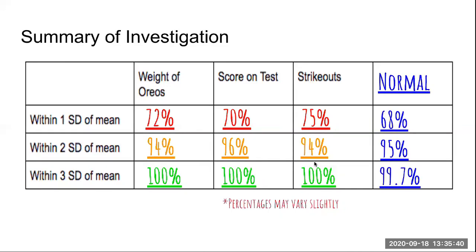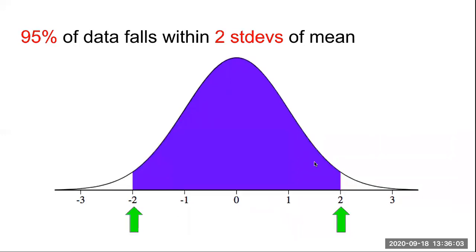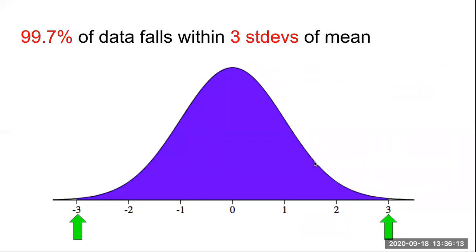To give you a picture, if you're a little more visual, 68% of data falls within 1 standard deviation of the mean. So you can see, marked with blue arrows, I have -1 to 1, and then shaded in blue. That would be 68% of the area under this density curve. 68% of the data would be from -1 to 1. And then 2 standard deviations, 95% of the area under that density curve falls from -2 to +2 standard deviations from the mean. And then finally, 99.7% of the data falls within 3 standard deviations of the mean.